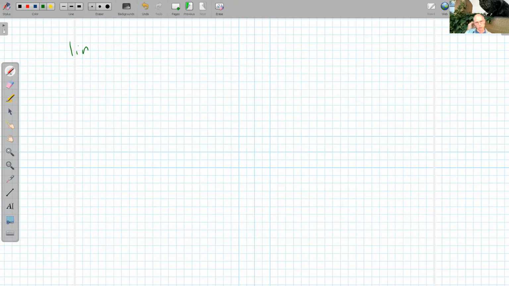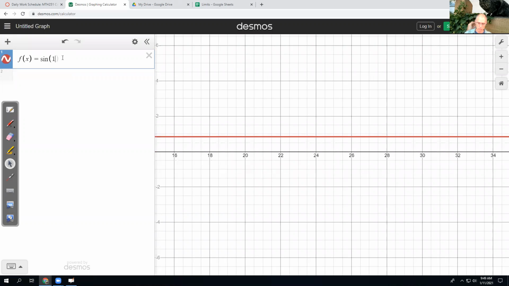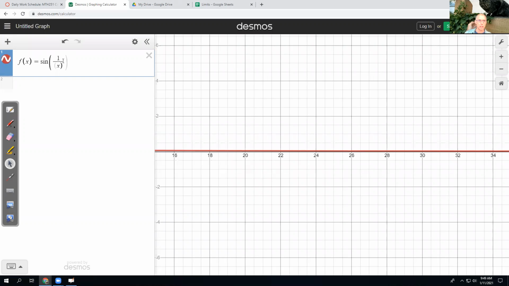And so what I want to do is look at the limit as x goes to 0 of the sine of 1 over x. And the key thing here is x is going to 0, so 1 over x is getting either infinitely large on the right or infinitely small on the left. And this is a funky graph. Let's take a look and see what happens here. Sine of 1 over x, and extra parentheses aren't necessary.